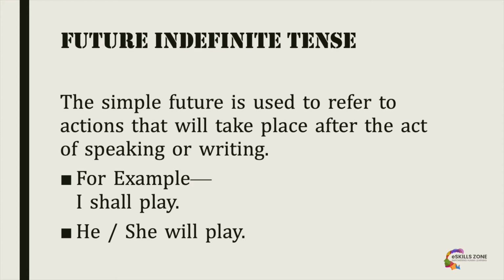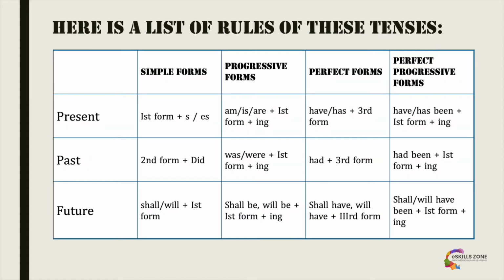In order to convert a positive sentence into negative, we need to place not in between the helping verb and the verb. I shall not play, she will not play. There are two helping verbs which are being used in future indefinite tense, and those are shall, which we use with I, we and they, and then you have will, which we use with you, he, she and it. We use the first form of the verb in this future indefinite tense.